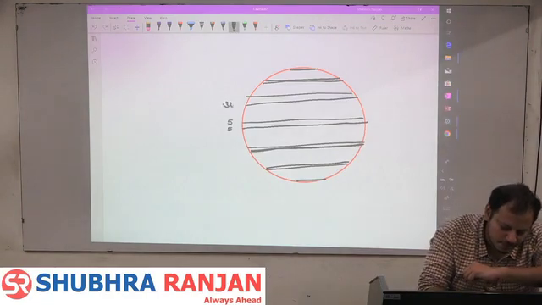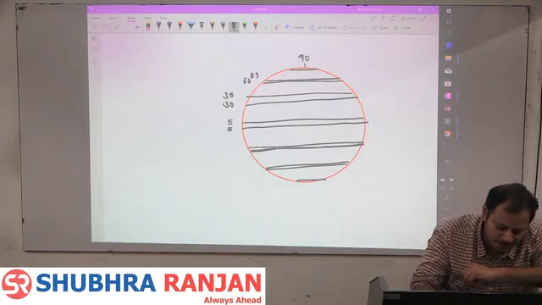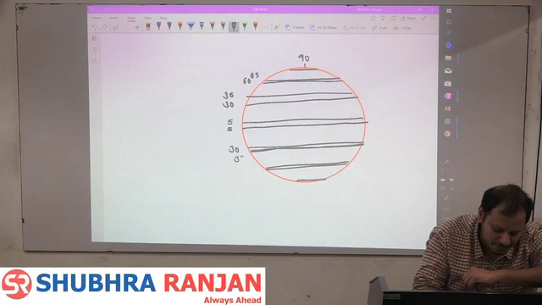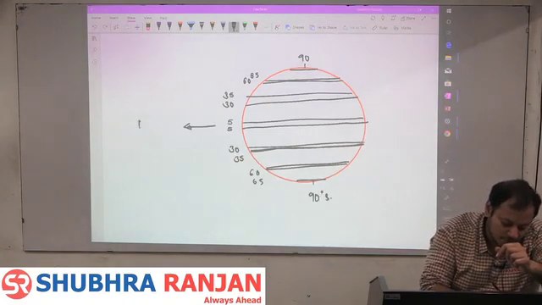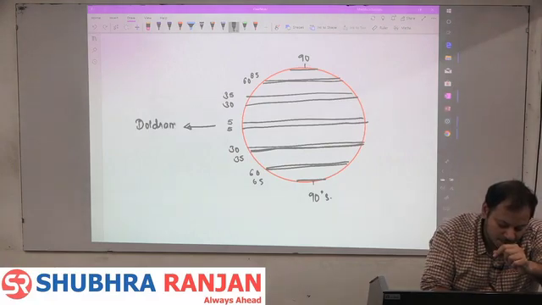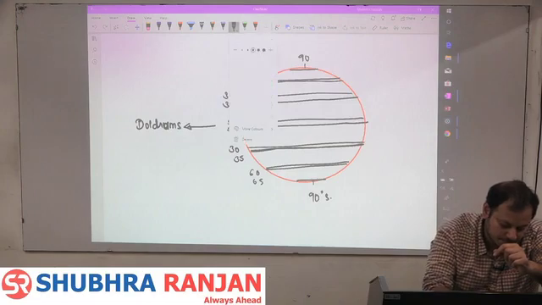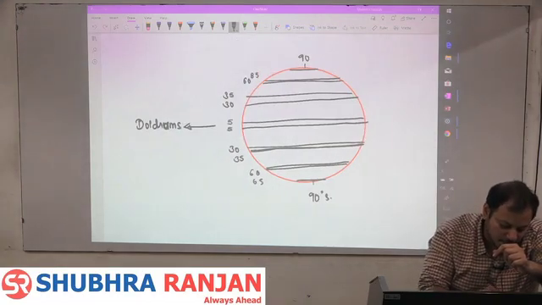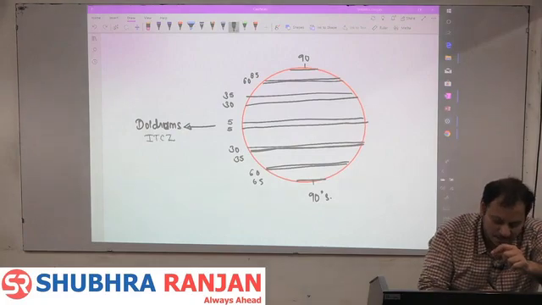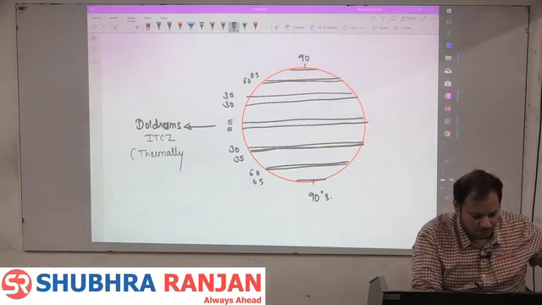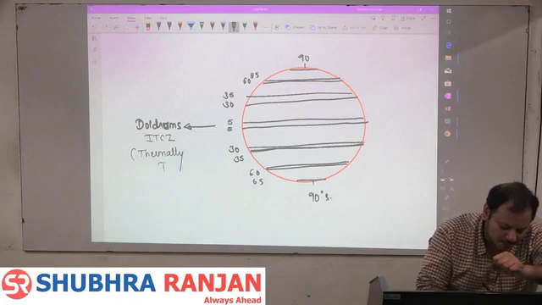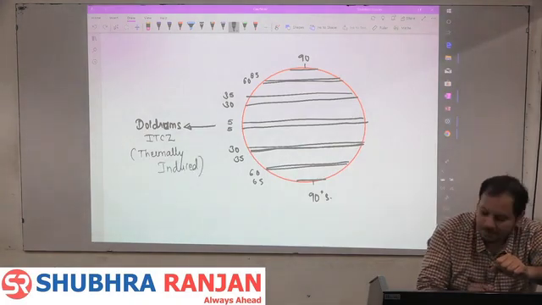So 30 to 35 degree north, 60 to 65 degree north, 90 degree north, 30 to 35 degree south, 60 to 65 degree south, and 90 degree south. This equatorial low pressure belt is known as the belt of doldrums or calm conditions. This equatorial low pressure belt is also known as ITCZ. It is an example of a thermally induced pressure belt.